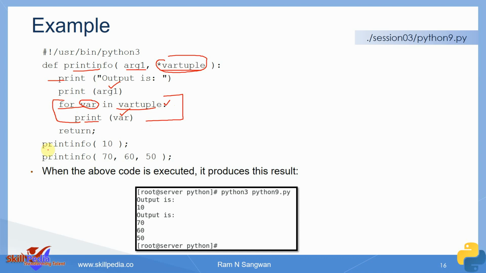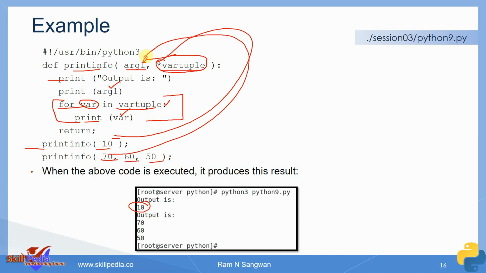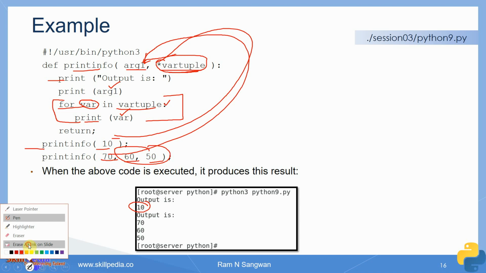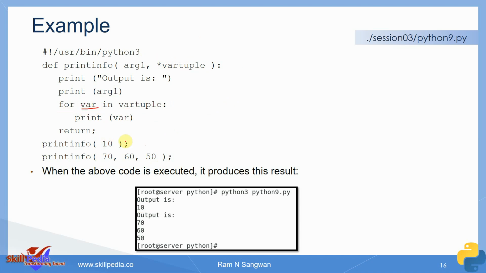An example will clear it. Print info 10. So only one argument is passed, which will be replaced in argument 1. Therefore you will get the output 10. The second time you are passing three values, 70, 60, 50. 70 will go to argument 1, but 60 and 50 will go to the var tuple. When it is executed, the first time it will take value 60 and print this statement. Next time it will take value 50 and print this statement. That's why you will get all the values one by one, 70, 60, 50 printed.